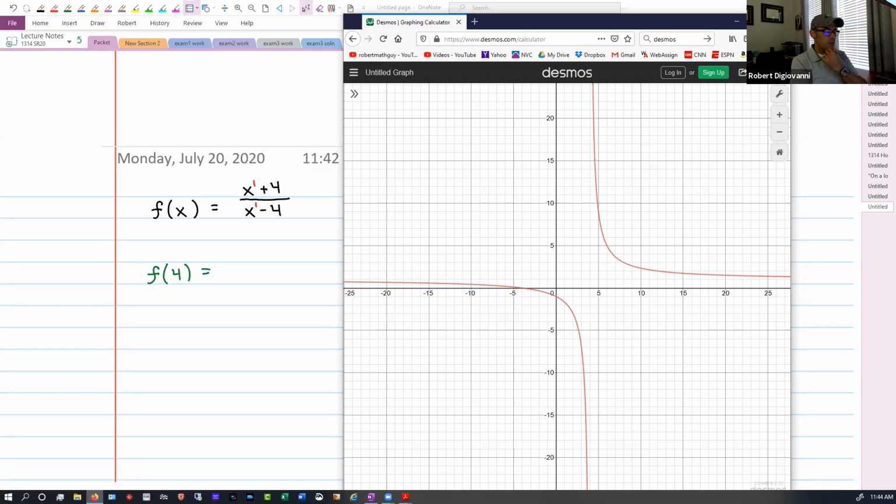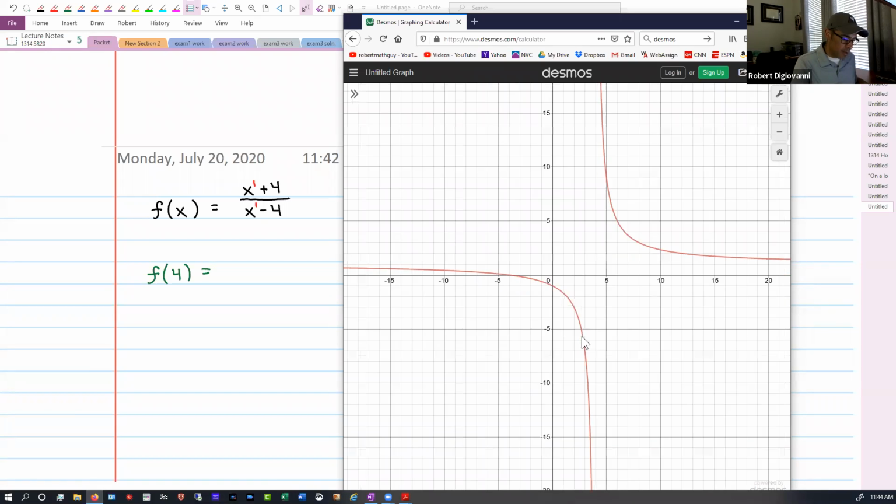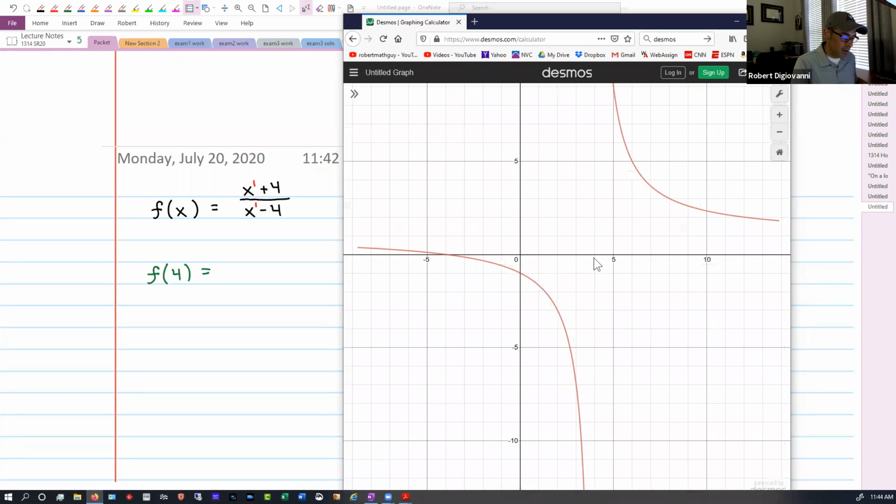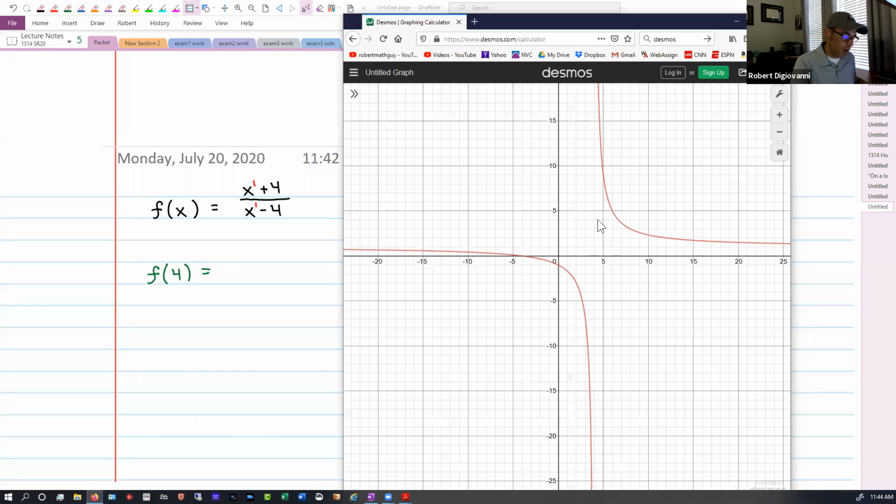And do you see on your graph what's happening at x is 4? Look at this. Here's our x-axis. So here's 2, here's 4, and now look up and down from 4. Do you see that that's where we have that vertical barrier? Do y'all see that? That vertical barrier is happening exactly when x is 4.